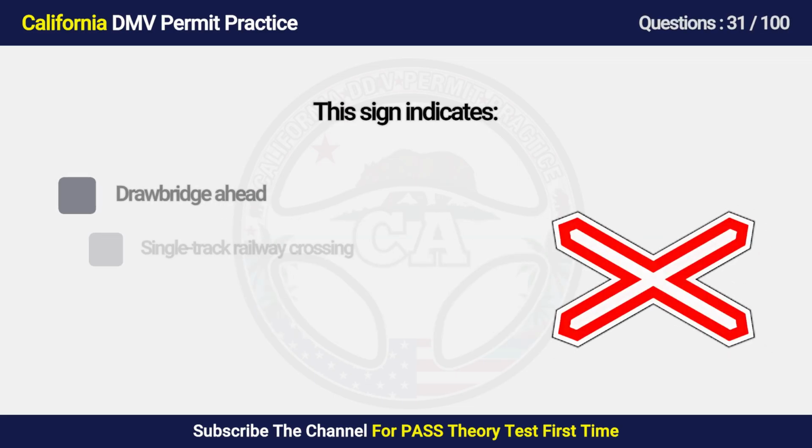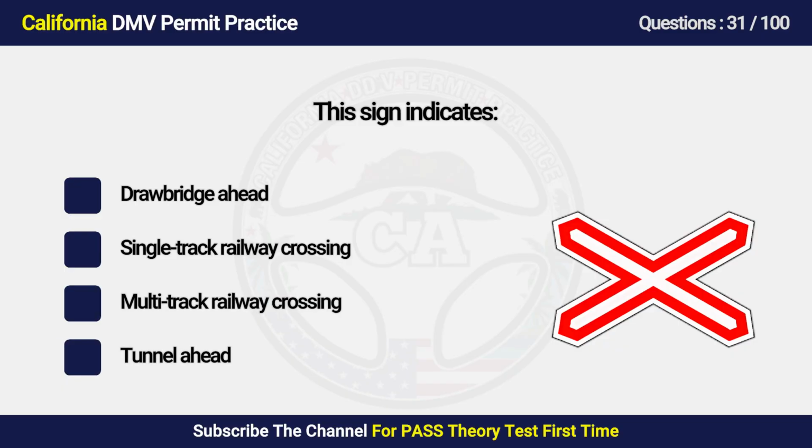Question 31. This sign indicates: A. Drawbridge ahead, B. Railway crossing, C. Railway crossing, D. Tunnel ahead.